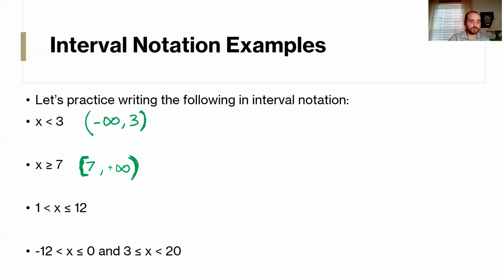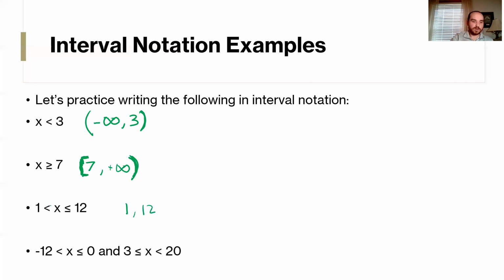Now this one is a little bit different. This says that 1 is less than x, so x is greater than 1, and x is less than or equal to 12. So the minimum possible value that x can be is 1, so that's going to be on our left side. That's our smallest possible number. 12 is our biggest possible number, so we've got a comma 12.